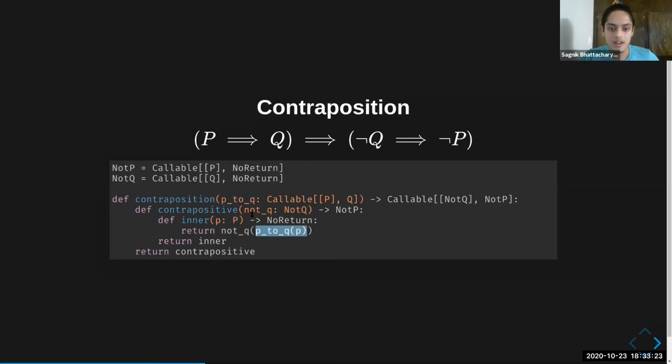And then not q is a function which takes in evidence for q and turns it into basically a no return, right? Turns it into false. So I just pass in the evidence for q into the function not q, and I get my contrapositive. So that's how one would implement something like contraposition using a program, right?